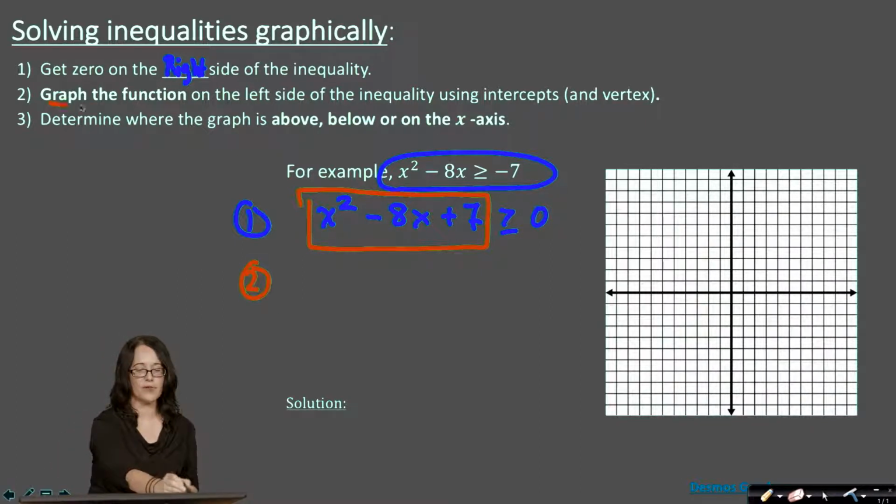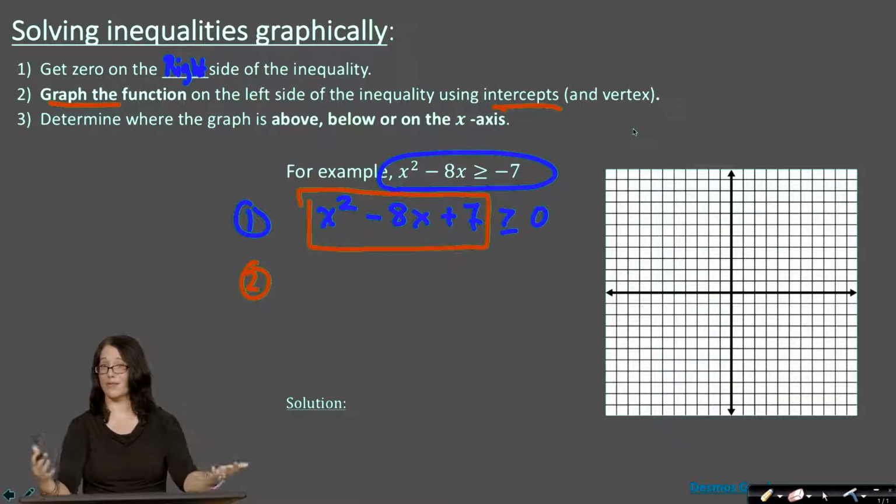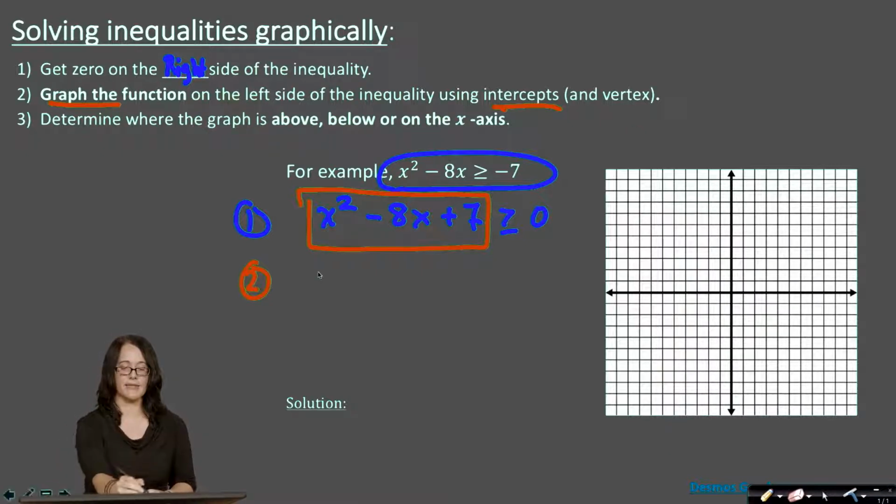In order to graph the function, which is what we're going to do in a moment, we're going to use intercepts. If you want to use the vertex, more power to you, but the intercepts are the bare minimum. So to do that, let's see if we can remember how to factor here. Feel free to pause the video and test your factoring skills.